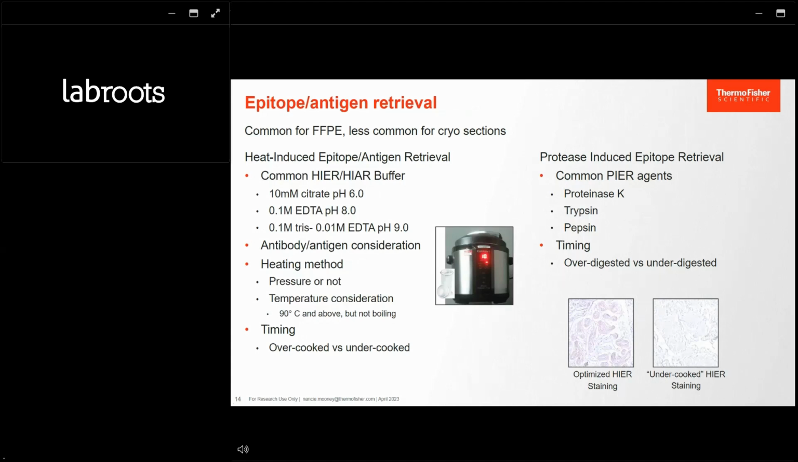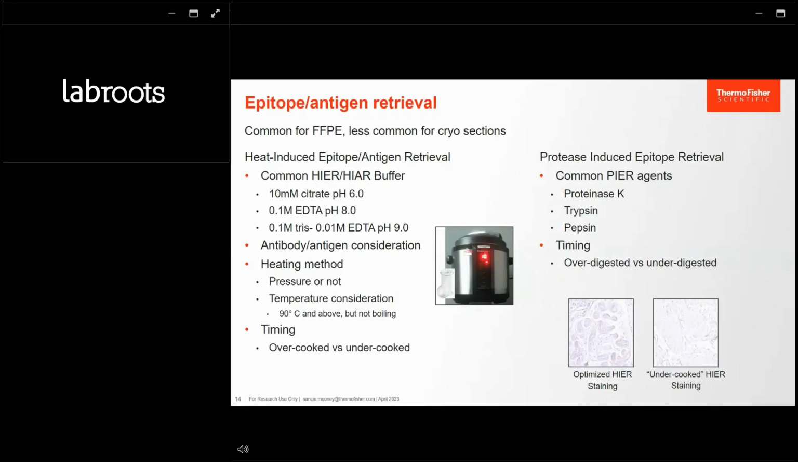So many common fixation strategies involve chemical cross-linking, where your protein is chemically cross-linked to help basically stabilize it long term. However, when that happens, it can hide epitopes or antigens of interest. So often there is an epitope or antigen retrieval step. This is very common when working with FFPE tissue. It can be a little bit less common with cryosections, depending on what antigen or detection strategy you're using. There are two common ways of epitope retrieval. One is heat-induced epitope retrieval, and the other is protease-induced epitope retrieval.